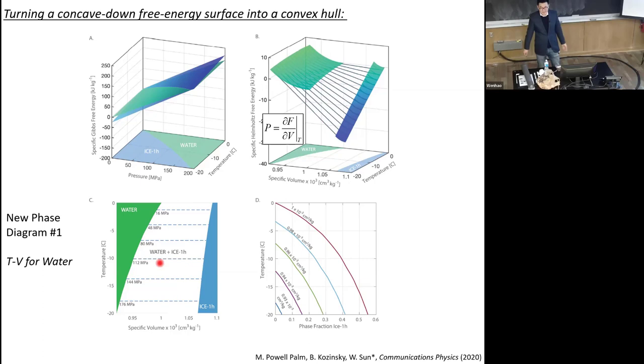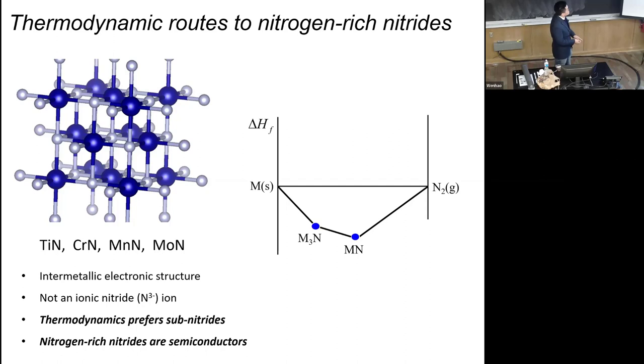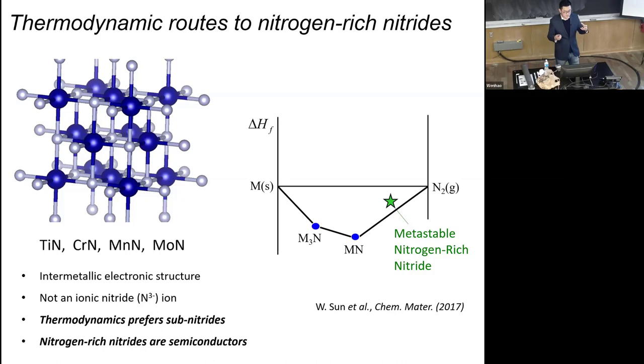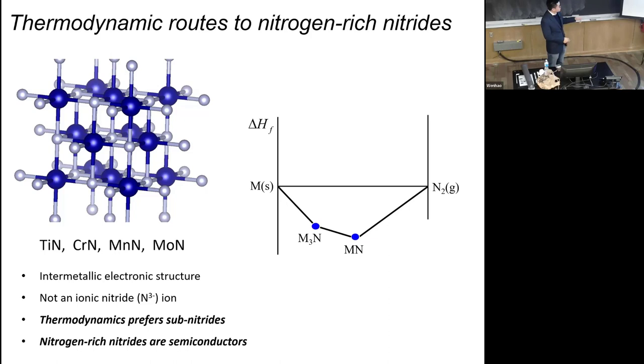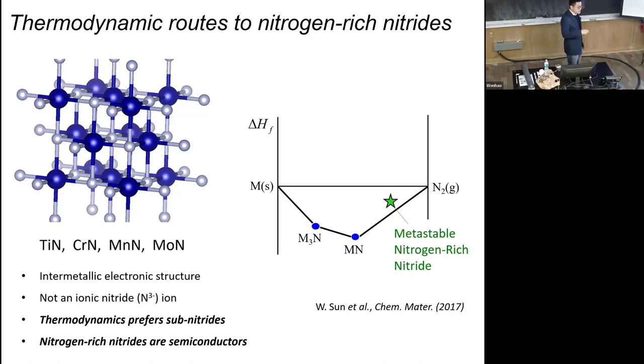Okay, so another system that we can do is nitrides. There are a series of nitrides called transition metal nitrides, like these systems right here. In these materials, the nitrogen, we might think is an anion, but it's actually not an anion. It's actually more like an intermetallic subnitride. So you think of the nitrogen more like you would see carbon in an interstitial carbon framework. So nitrogen-rich nitrides are what we call semiconductors. If I look at this convex hull, most nitrides in the transition metals are nitrogen-poor nitrides. A metastable nitrogen-rich nitride can exist, but it's metastable with respect to decomposition into M-N and N2.